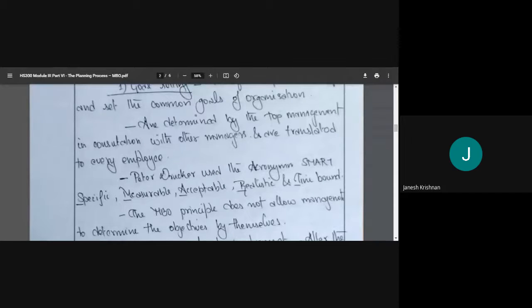Okay, so Peter Drucker, he used the acronym SMART. So the goal should be SMART. And what does SMART stand for? SMART should be specific, like 1,000 pens, specific.